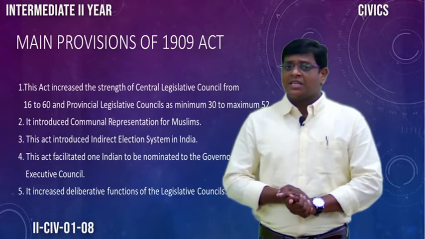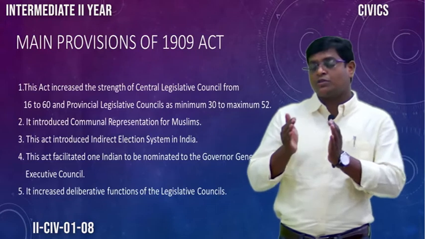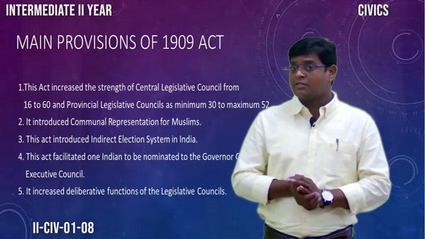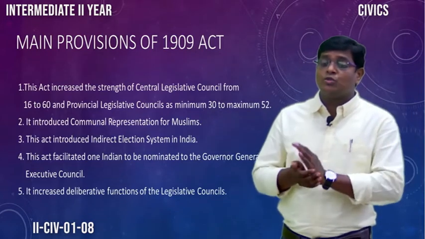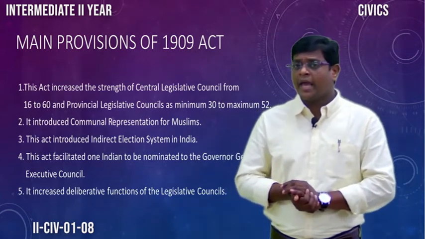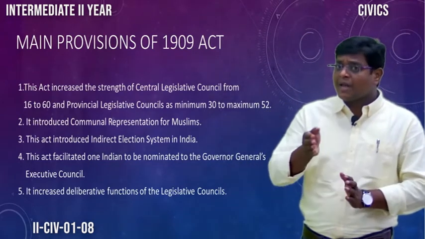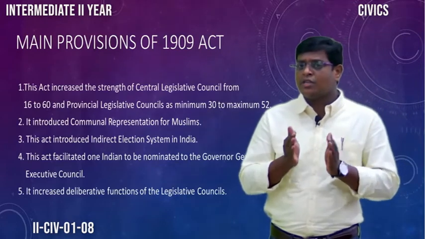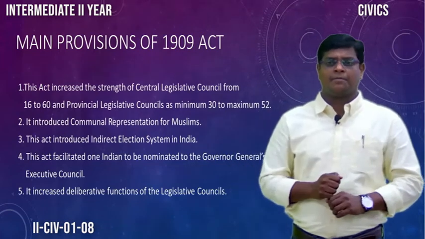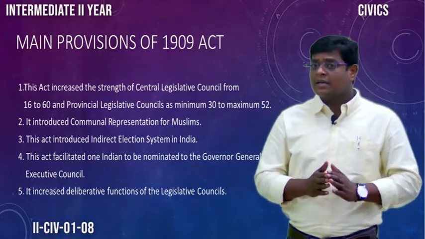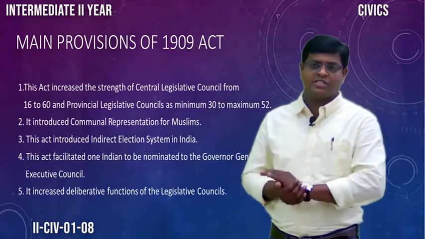This act increased the strength of the Central Legislative Council from 16 to 60. Actually, the Legislative Council was first introduced by the 1892 Indian Council Act, whereas the strength was below 16. That's why by this act, the strength of the Legislative Council at the central level increased from 16 to 60. Whereas at the state level, they increased in various numbers in the various provinces.